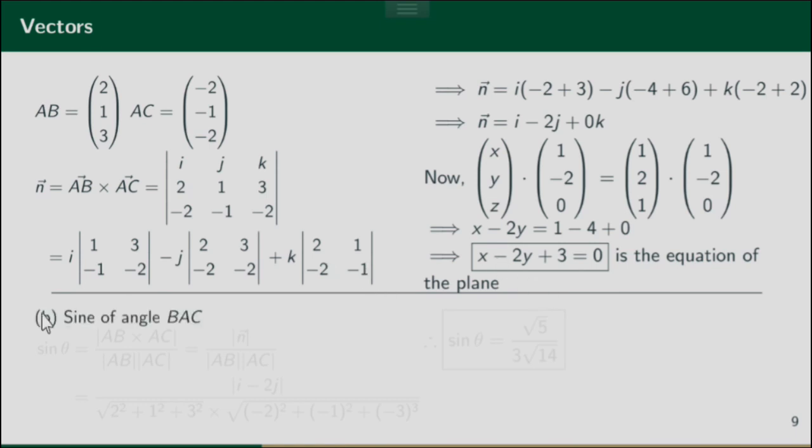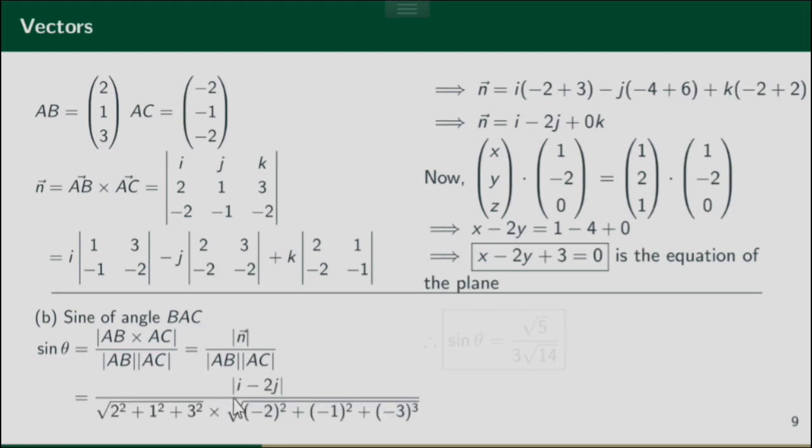Now the next part is to find the sine of the angle BAC. That angle is the angle at A, which is the angle between the direction vector AB and the direction vector AC. And of course, the formula for the sine of the angle between two vectors is the absolute value of AB cross AC divided by the magnitude of AB times the magnitude of AC. AB cross AC is the normal vector n, so I'll just find the absolute value of n, and I look for the magnitudes of AB and AC.